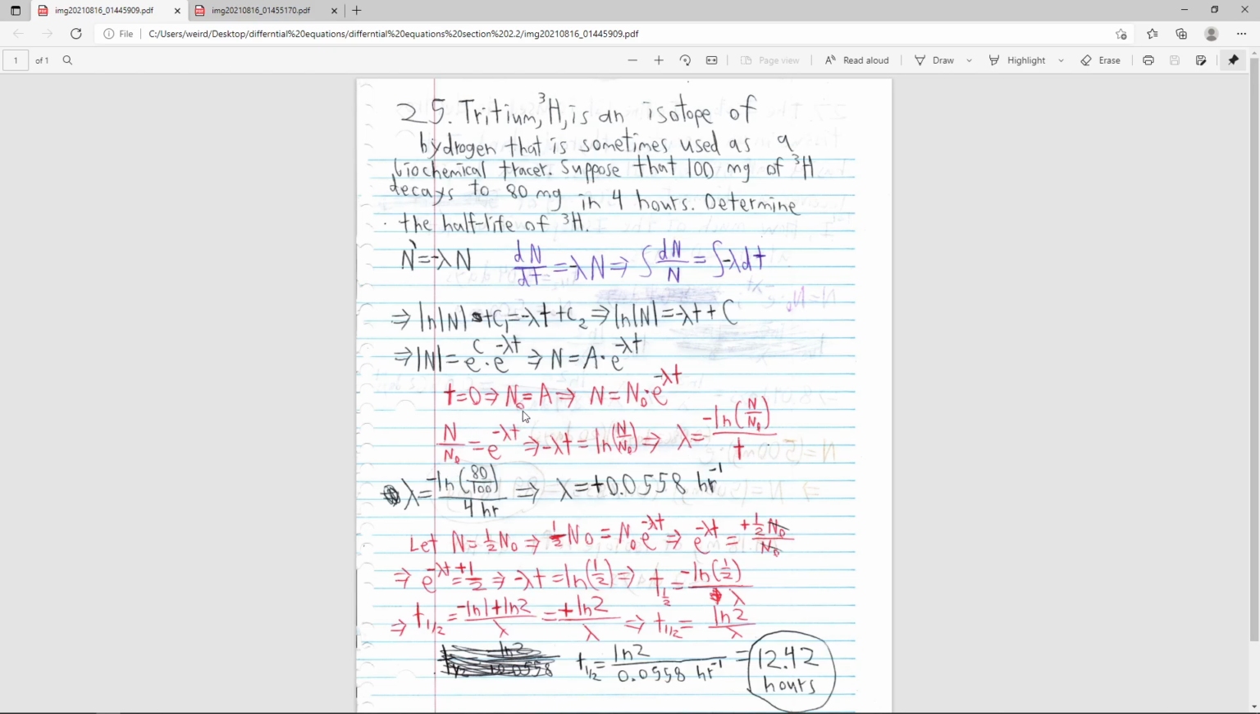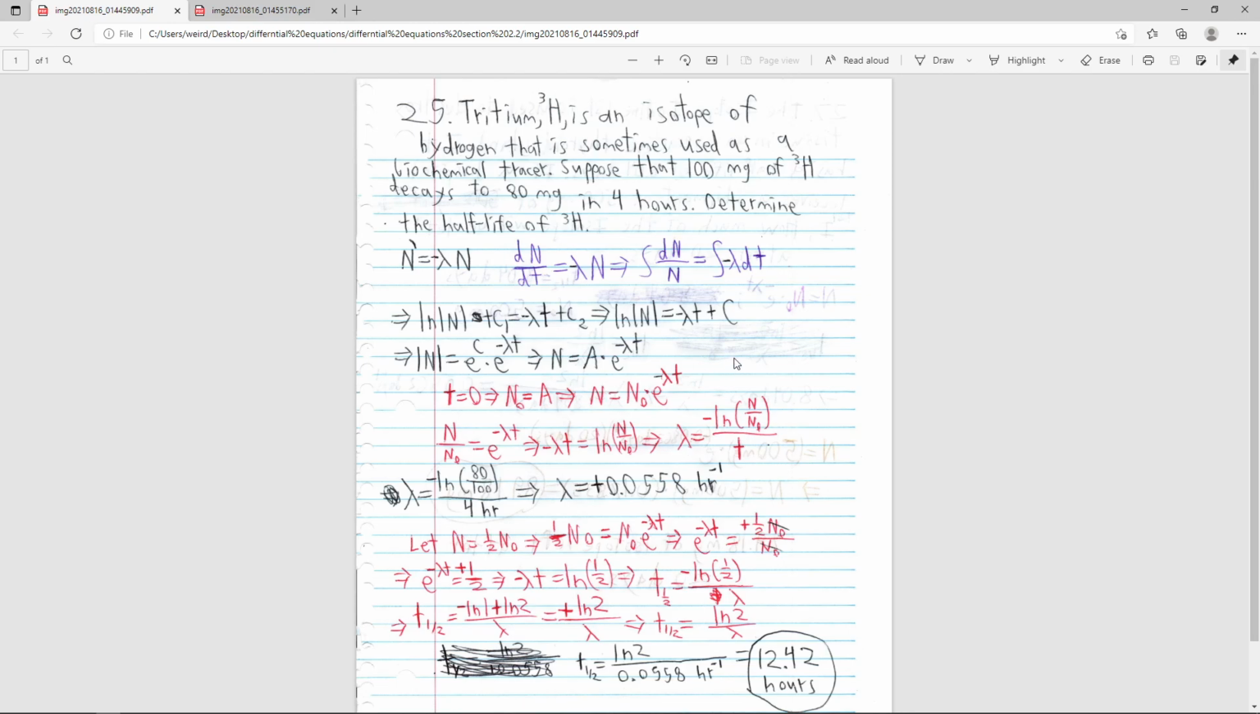So that's why n0 I wrote here as well equals a. So it implies that n equals n0, or n naught, times e to the negative lambda t. Because at time t equals 0, the amount present is n0. And that's it. Before any time has occurred, it's the initial amount, basically. n0 is what you begin with, and n is the amount at any time t, otherwise known as n of t.